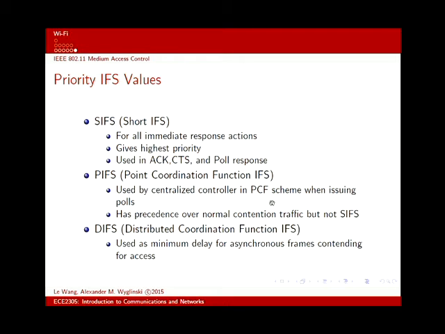The point coordination function centralizes control in the PCF scheme when issuing those polls. So it's more important than normal traffic, but it's not like an ACK or a CTS. And last but not least, you have the distributed coordination function, which is used for the minimum delay of asynchronous frames that are contending for access to this environment. So these messages each have a different priority, with the highest being the SIFS. The PIFS and DIFS are lower priority than the SIFS, but more important than regular messaging in the network.